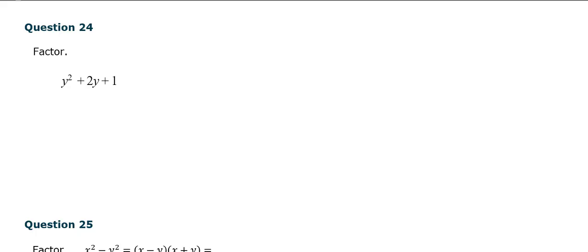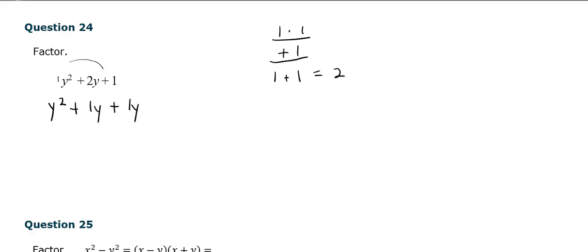Factor y squared plus 2y plus 1. So again, we look to see if anything goes into y squared, 2y, and 1, and the only thing that does is 1. So we can use the AC method. Remember, there's a 1 in front. So I multiply 1 times 1, and that gives me positive 1. And the factors of positive 1 that add to 2 would be 1 and 1. So I rewrite my middle term using 1 and 1.